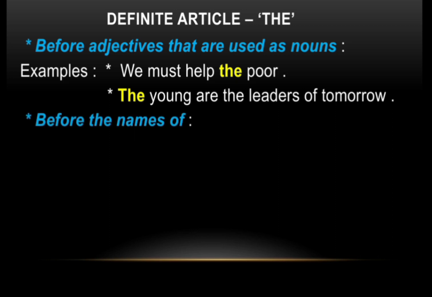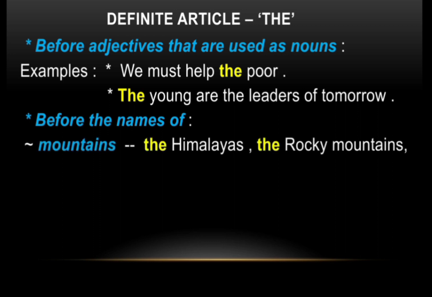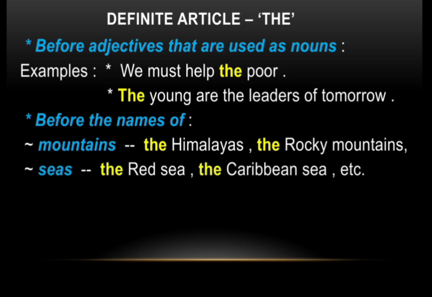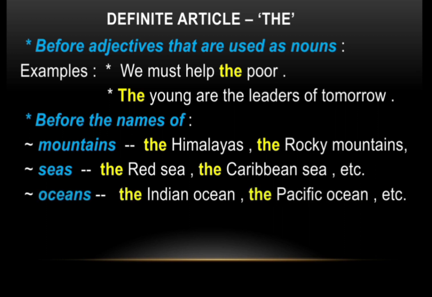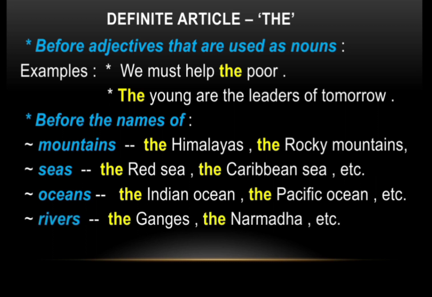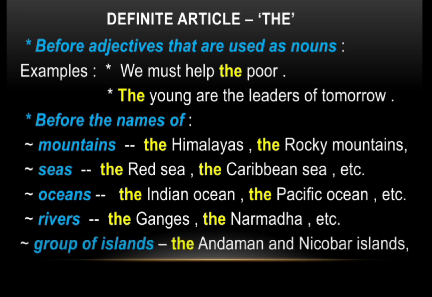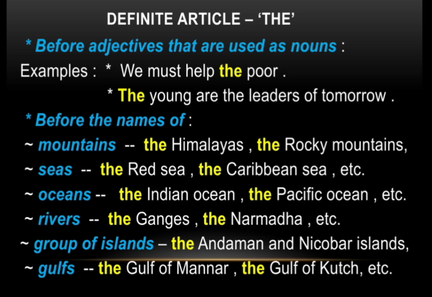Next, we use the before names of mountains like the Himalayas, the Rocky Mountains. Before the names of seas, the Red Sea, the Caribbean Sea. Before the names of oceans, the Indian Ocean, the Pacific Ocean. Before the names of rivers, the Ganges, the Narmada. Before the names of groups of islands, the Andaman and Nicobar Islands. Before the names of gulfs, the Gulf of Mannar, the Gulf of Kutch.